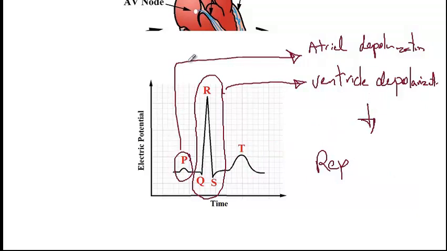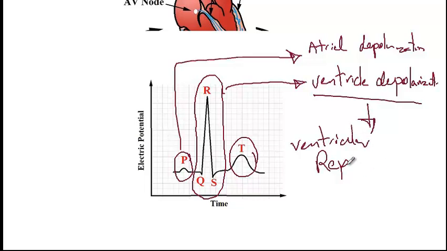All right, so let's go over all these one more time. We have the P wave that represents atrial depolarization. We have the QRS that represents ventricular depolarization. And then finally we have the T wave that represents ventricular repolarization. Atrial repolarization, we can't see in this graph because it falls under the QRS interval.